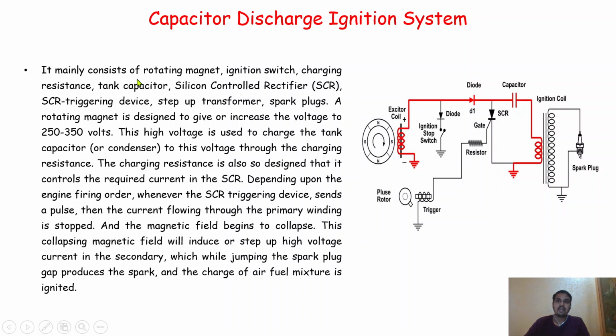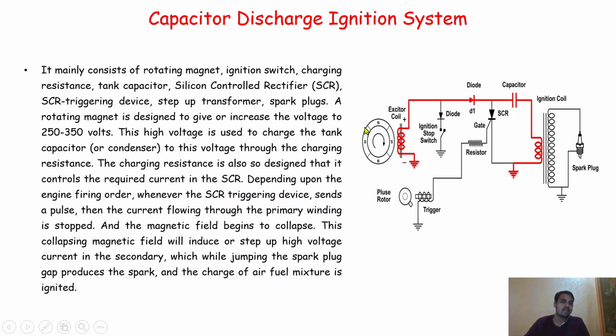It mainly consists of a rotating magnet, ignition switch, charging resistor, tank capacitor, silicon controlled rectifier, SCR triggering device, step-up transformer, and spark plug, as we just discussed. A rotating magnet is designed to increase the voltage to 250 to 350 volts. This high voltage is used to charge the tank capacitor or condenser through the charging resistance.